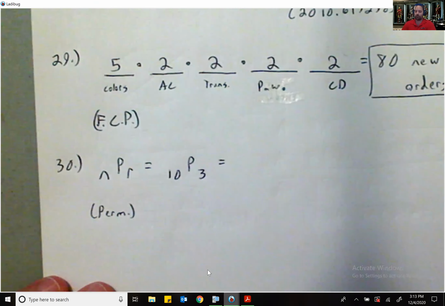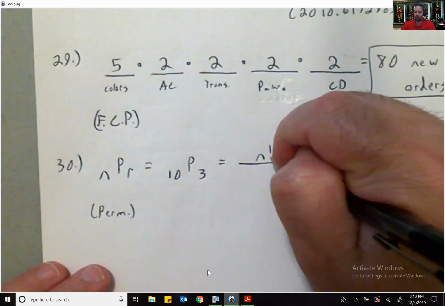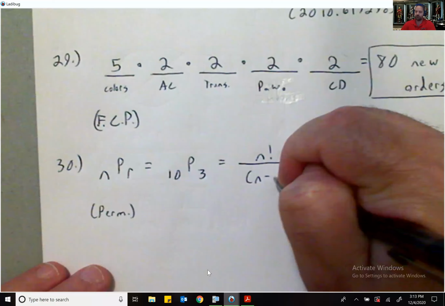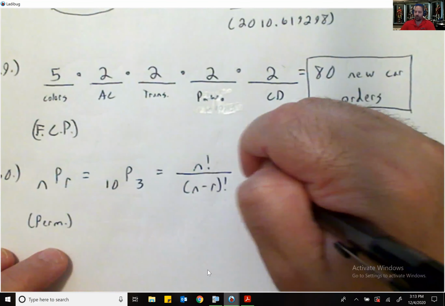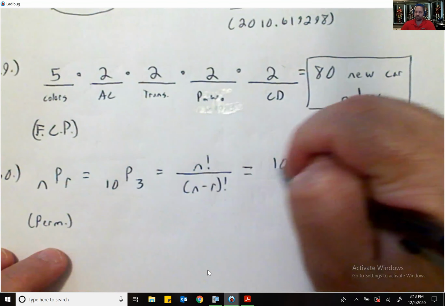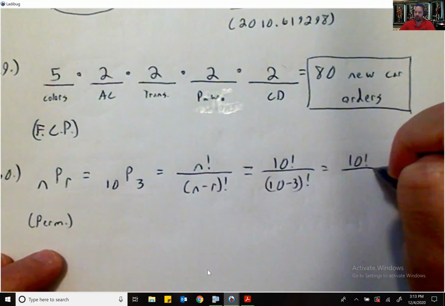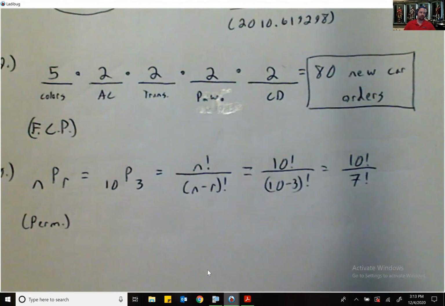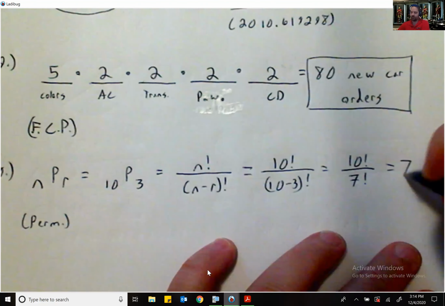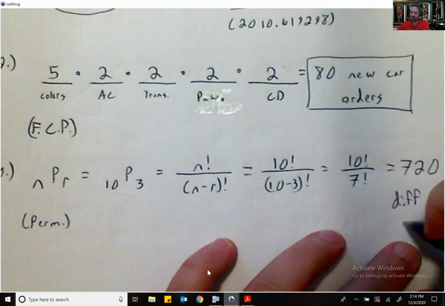You can run the formula, which is n factorial all over n minus r factorial. If you plug in, you get 10 factorial all over 10 minus 3 factorial. Or in other words, it's 10 factorial all over 7 factorial, which in the end is 10 times 9 times 8, 720 different officers.